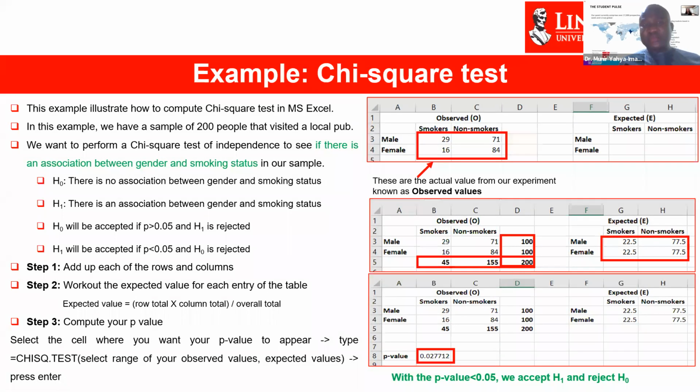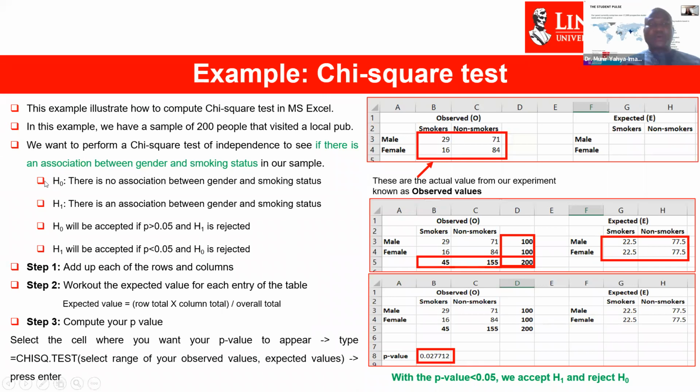Let's look at this. This example illustrates how to perform a chi-square test. In this example, we have a sample of 200 people that visited a local pub. We want to perform a chi-square test of independence to see if there's an association between gender and smoking status in our sample.